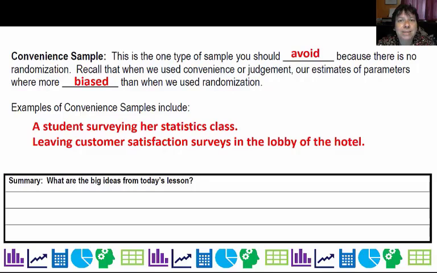So what were the big ideas from today's lesson? Well, we talked about simple random sampling, cluster sampling, stratified sampling, systematic sampling, and the horrors of convenient sampling.